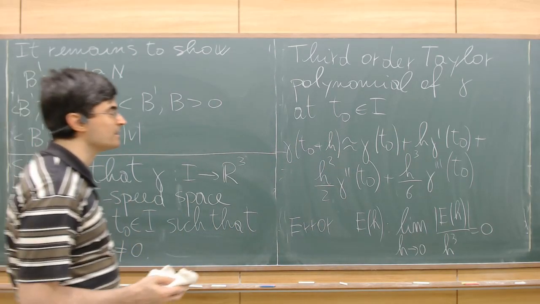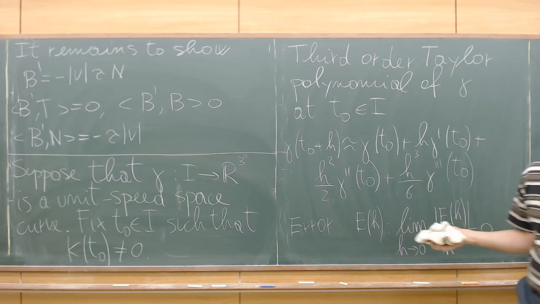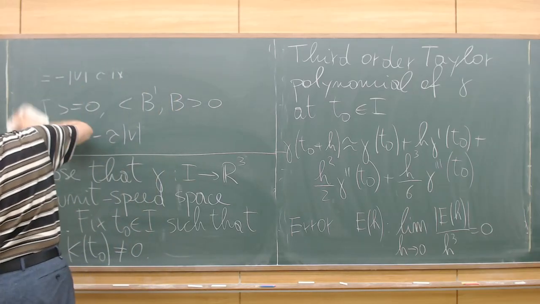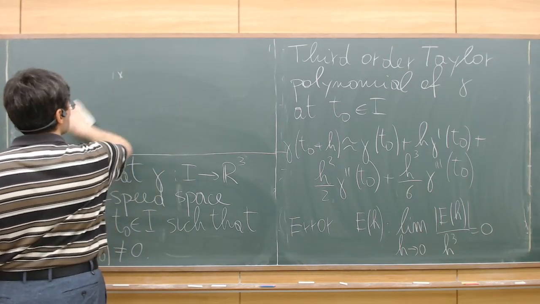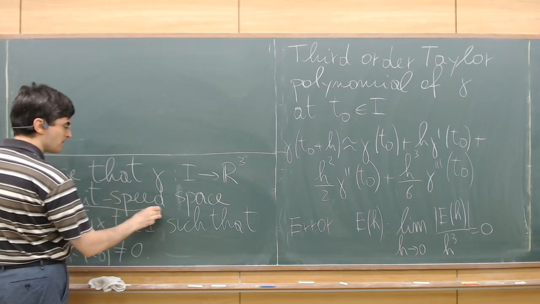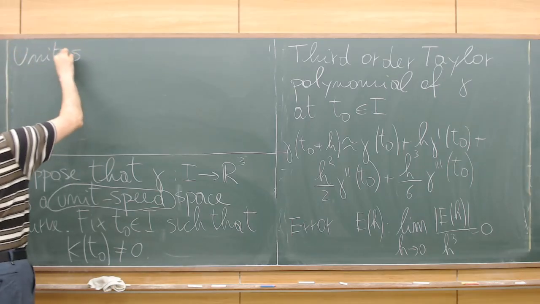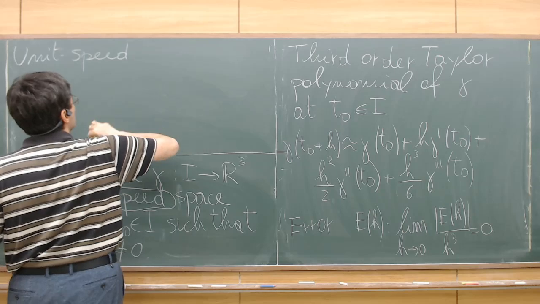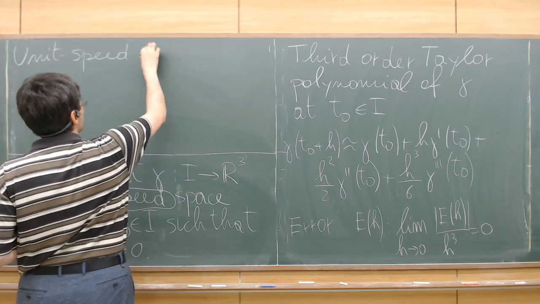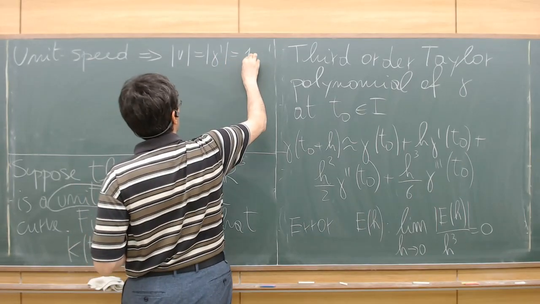Okay, now let's try to compute the expressions of gamma prime, gamma second, and gamma third in terms of the vectors in the Frenet frame. In order to do that, we use the fact that the curve is unit speed. So unit speed means that the length of v, equal to the length of gamma prime, is equal to 1.